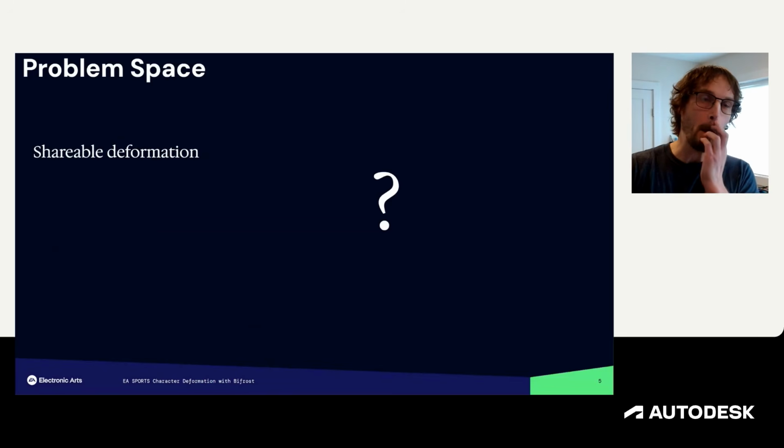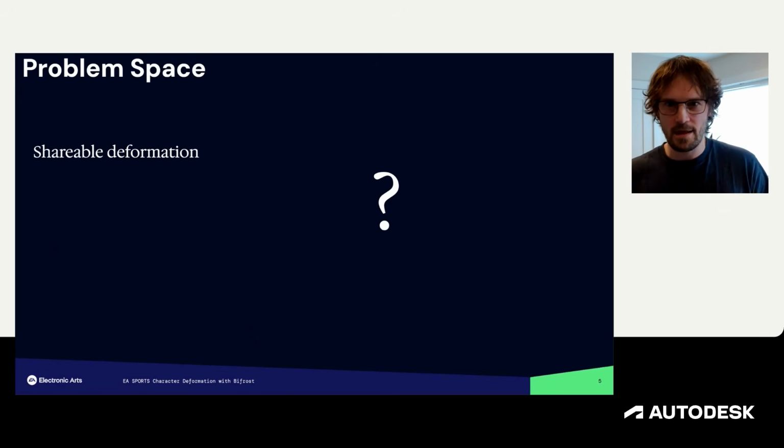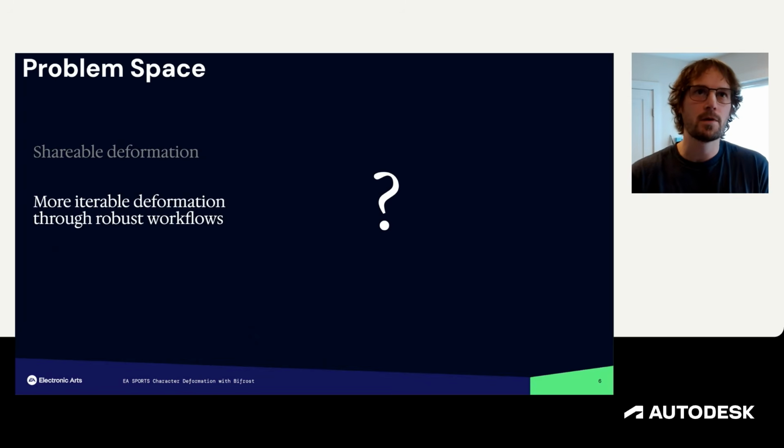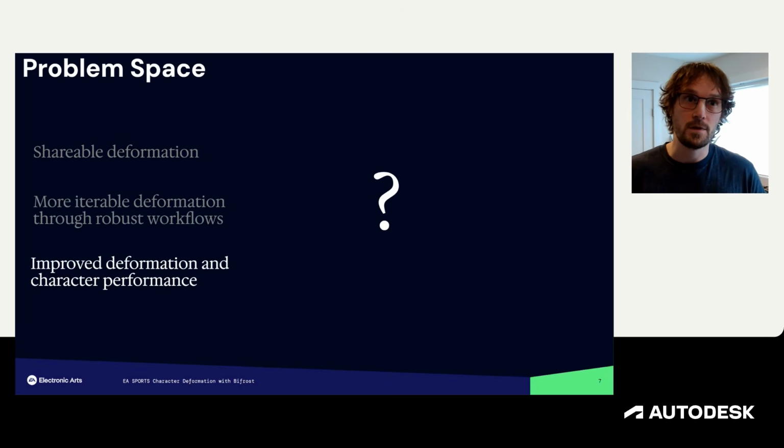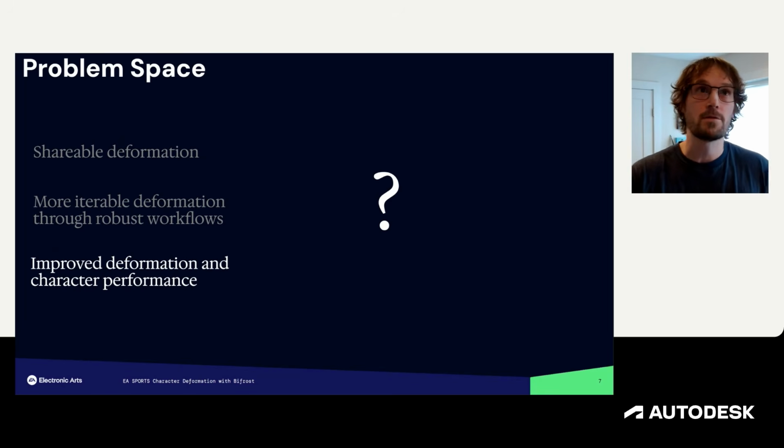So quickly through the problem space, we wanted more shareable deformation because for EA Sports, we work on these physical specimens, these athletes, and they're in all these games, and we wanted to better share work across our games. We wanted more iterable deformation through robust workflows. We wanted to iterate more through tools in DCC tools, which of course would lead to improved deformation while keeping it character performant for runtime. So that's the problem space. It's a pretty big problem space for us.